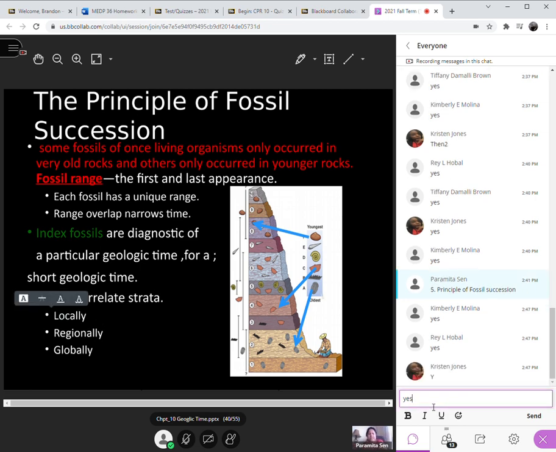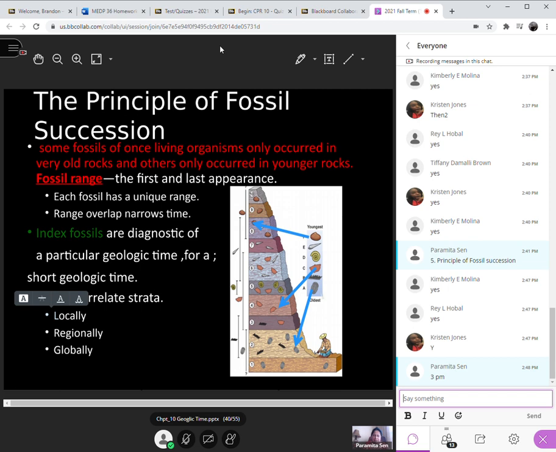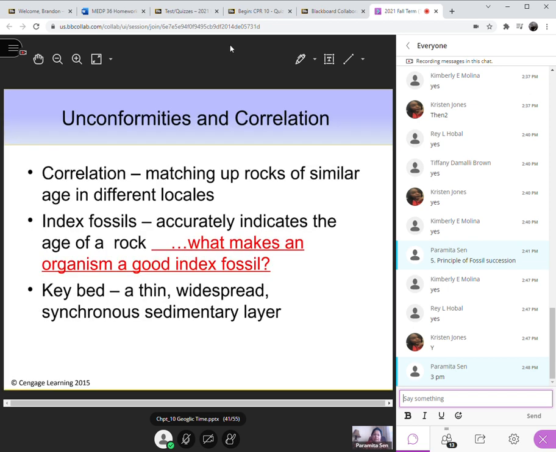Okay. All right. So let's take just a 10 minute break, and we are going to come back at 3 p.m. And I'm going to do the next part of this, which is unconformities. What is unconformity? Okay. Right at 3 p.m. we'll come for unconformities.